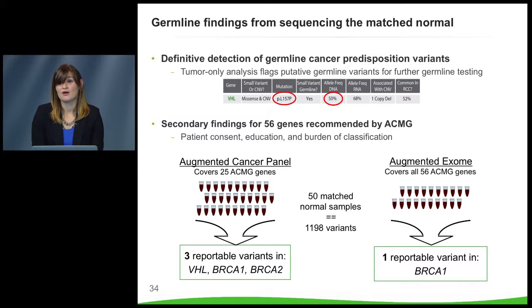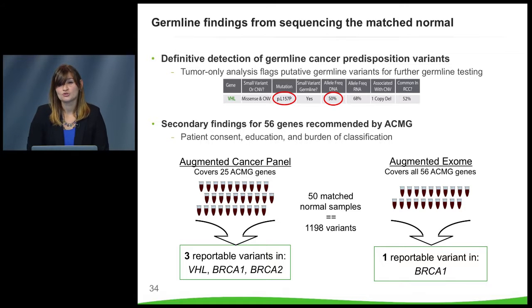Sequencing the matched normal may also reveal secondary findings that need to be handled appropriately. The American College of Medical Genetics recommends that pathogenic findings in a set of 56 genes should be reported. Now, this adds considerable burden on the physician in terms of proper consent and education before and after testing. And classifying germline variants in these 56 genes poses additional burden. So to look at this, we took 30 matched normal samples that were sequenced on the augmented cancer panel, which covers 25 of the 56 ACMG genes, and 20 matched normal samples sequenced on the exome.